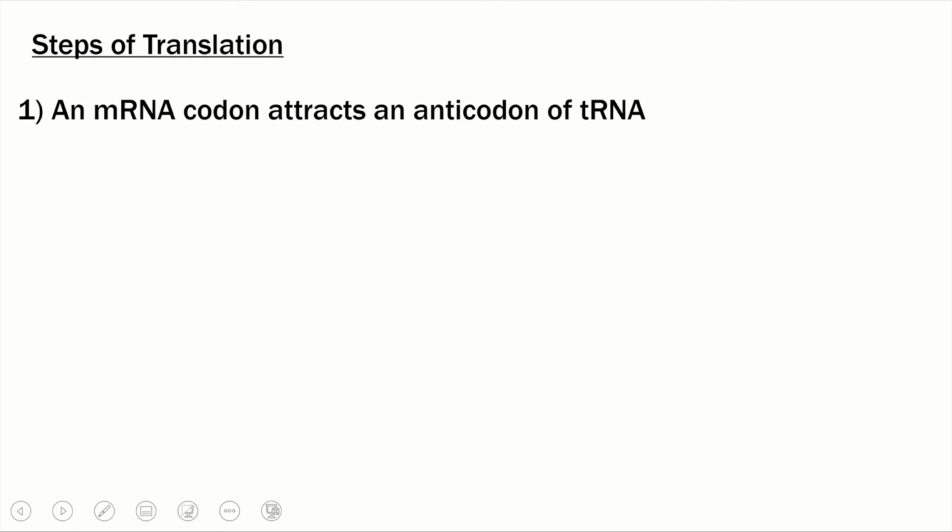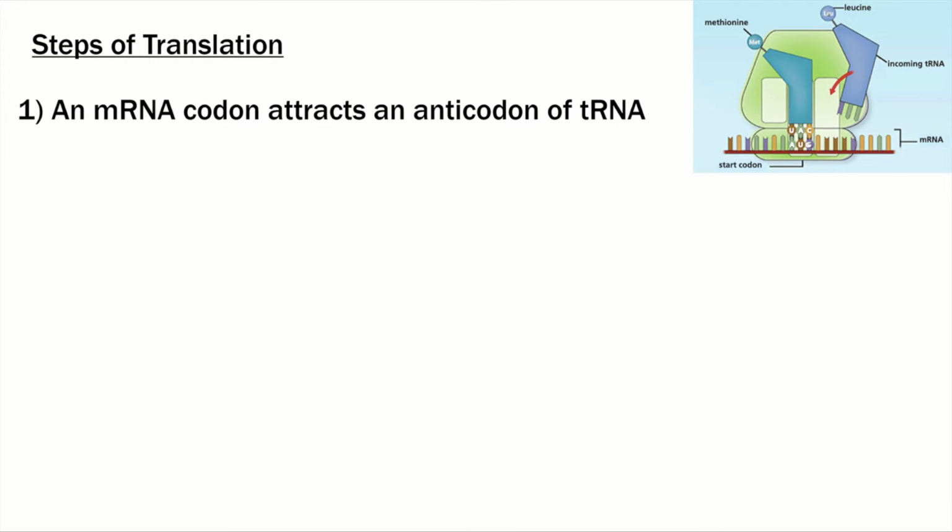Now let's look at the actual process of translation. In our first step, we can see that our mRNA template here is clamped in our ribosome. So this is our ribosome. And remember, this is made of RNA combined with proteins. So this mRNA codon is going to attract an anticodon of tRNA. We actually saw that AUG was the start codon. So the start codon brings in the first tRNA molecule and gets the process going.